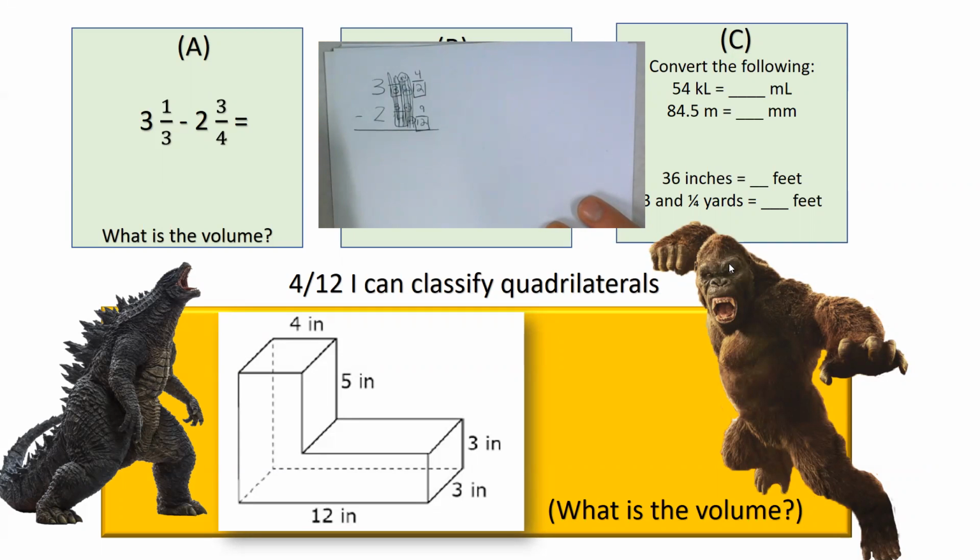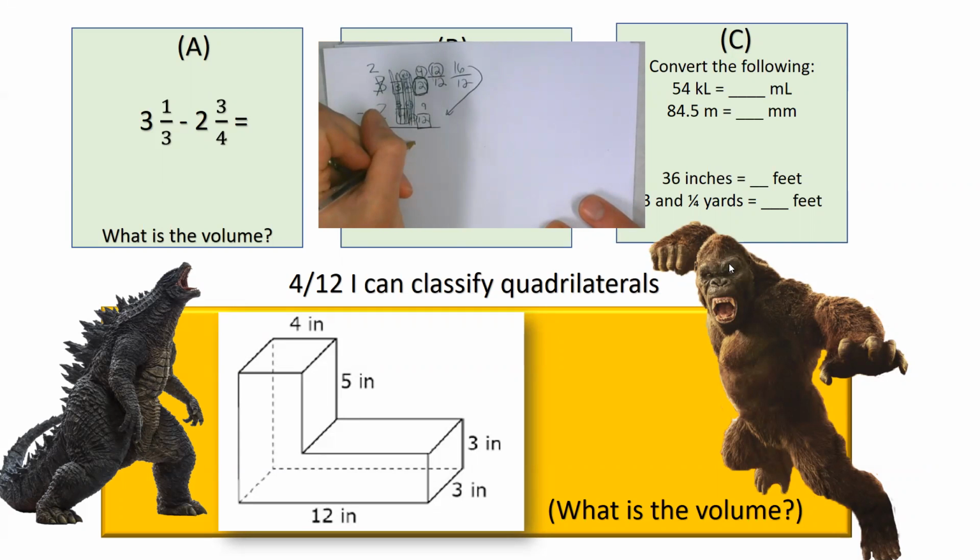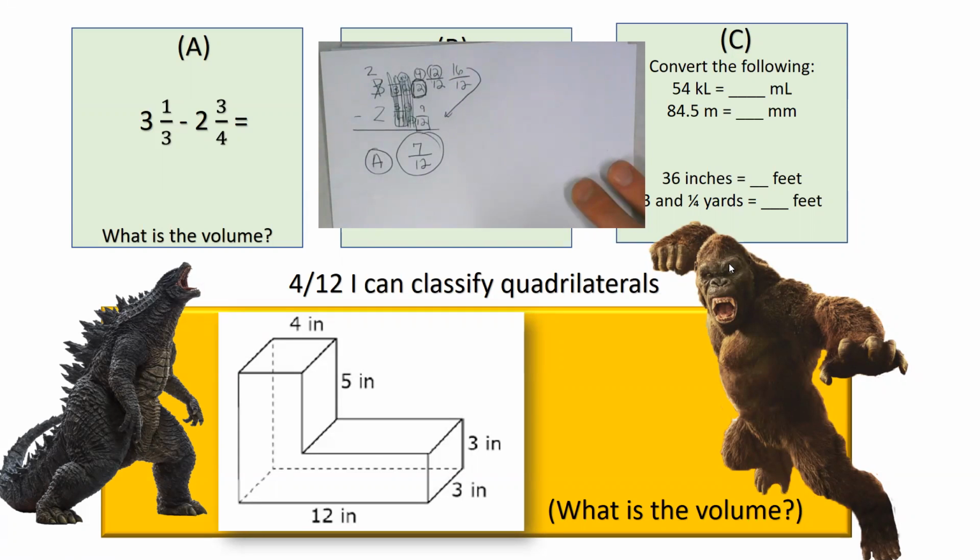If you have 4 and you lose 9, it's illegal. We got to borrow from our whole friend. Our whole friend is worth how many 12ths? Our whole friend is worth 12 twelfths. So now you have 4 twelfths and 12 twelfths. You have 16 twelfths. And 16 minus 9 is 7 twelfths. And 3 minus 2 is 1. So the answer for A is 1 and 7/12.